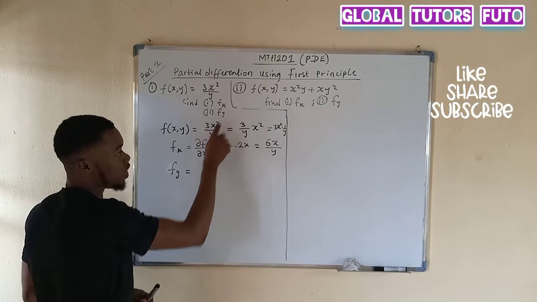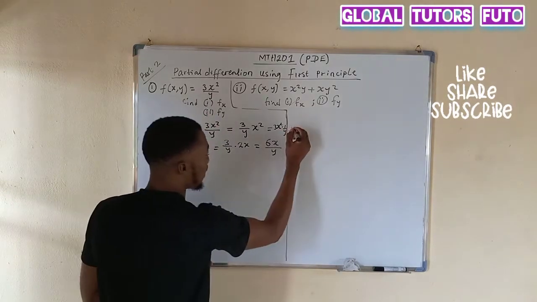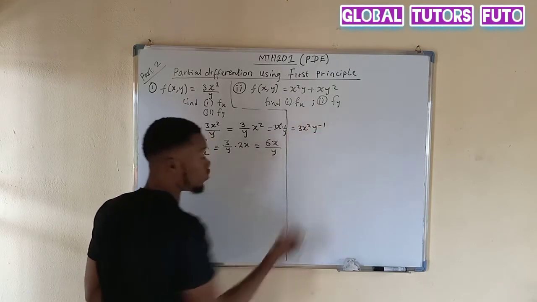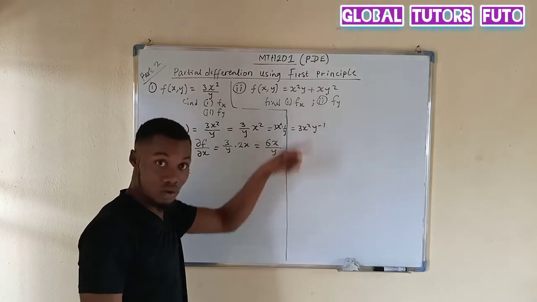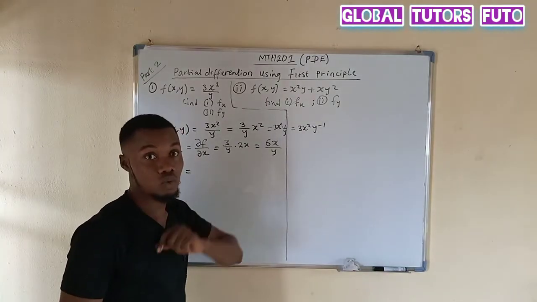Because this is 3x squared over y, this is something else. I can still write this as 3x squared y to negative 1. The laws of indices, don't forget: y to negative 1 means 1 over y. So if I multiply with this, I'll still get back to this. So I'm working with respect to y, not with respect to x.